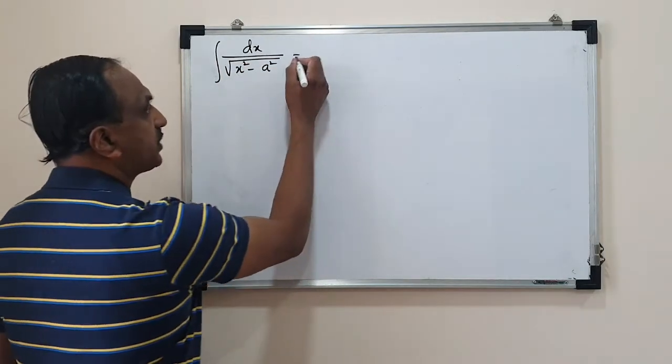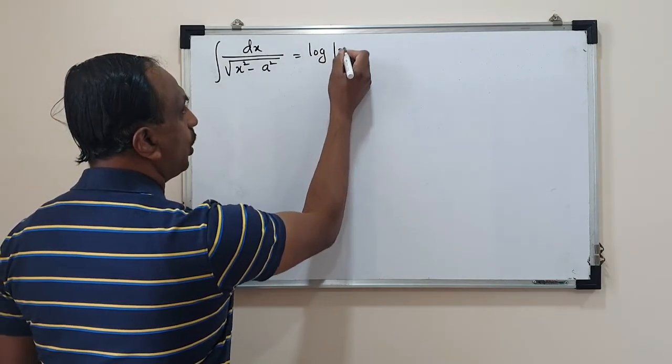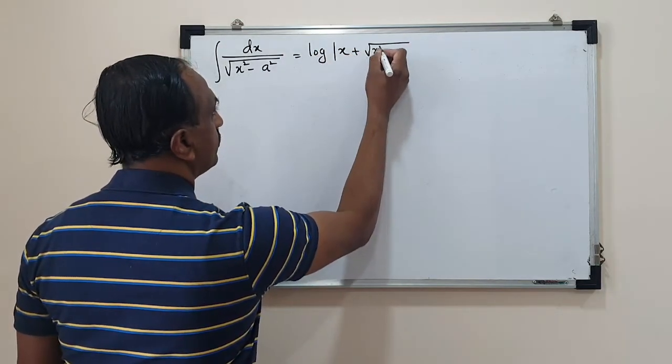Next formula is integral dx upon root of x square minus a square. This is also the same as the previous formula, there's hardly any difference. Log of x plus denominator.